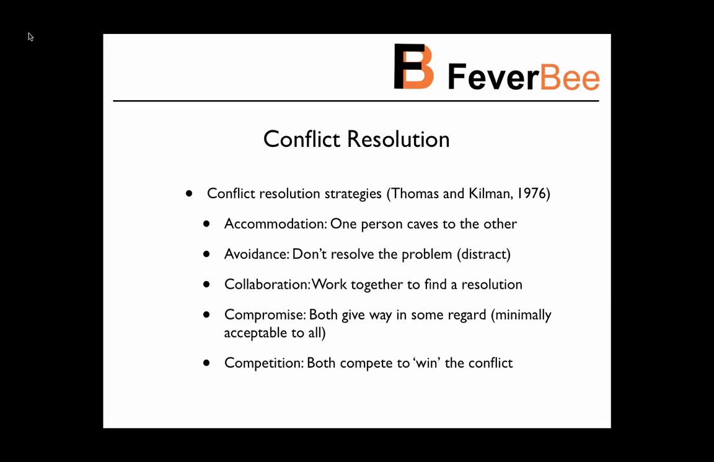The fourth is by compromise. So where they both have to give way in some regard, where they find out what the minimum acceptable thing is to them all. What are they each going to accept to continue participating in the community without any further issue that takes place? And the fifth is competition. So in competition, it's where both people compete to win the conflict. This can work really well if it's done right.